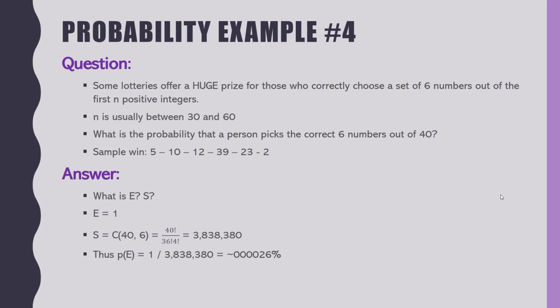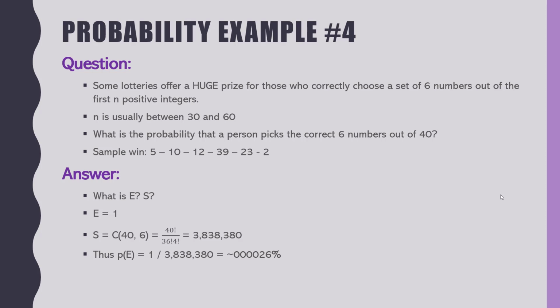Yeah. To win, you just have to get a set of 6 numbers, right? So my little sample win down there, 5, 10, 12, 39, 23, 2, that would be a set of numbers. It does not have to be in order. You just have to get those 6 numbers. Remember, combinations, order doesn't matter, which is why this is a choose problem, a combinations problem. 40, choose 6.